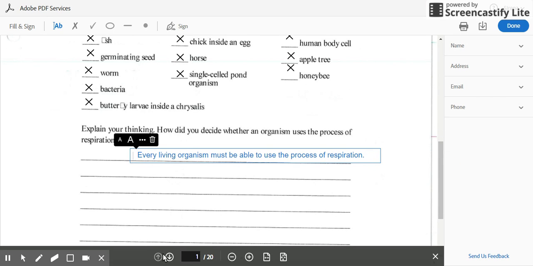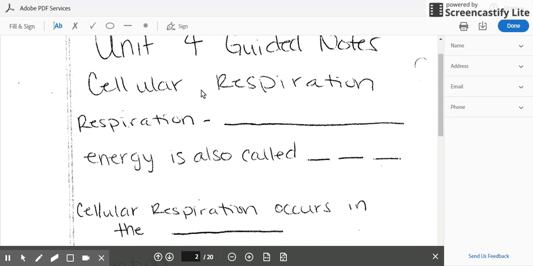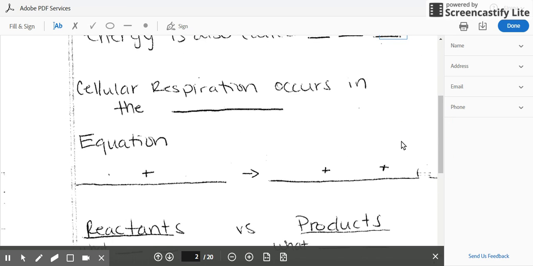And then we went on. We started filling in our notes. We know that respiration is to breathe for energy. We also learned that energy is also called ATP. Cellular respiration, since we're trying to make energy, is going to occur inside of the mitochondria.